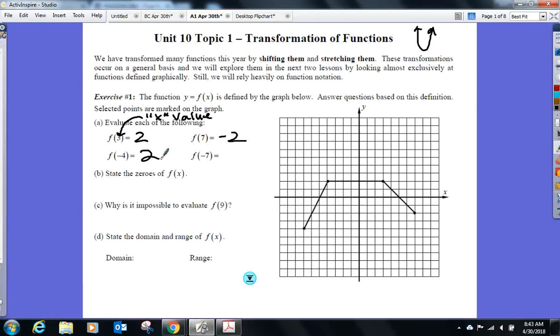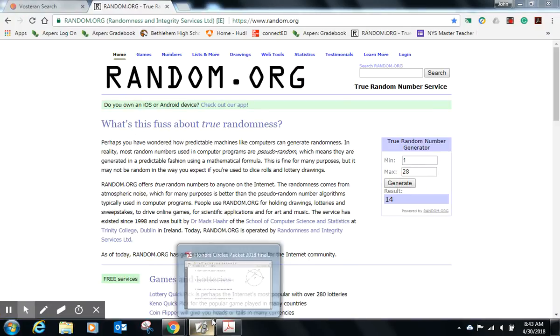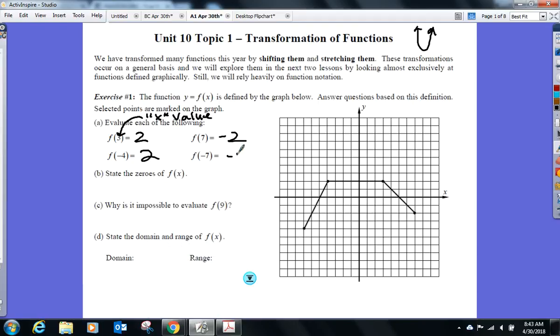And finally, what about f at -7 if I'm using this graph? So everyone count over to -7 on the x-axis and find its y value. -4. All good?